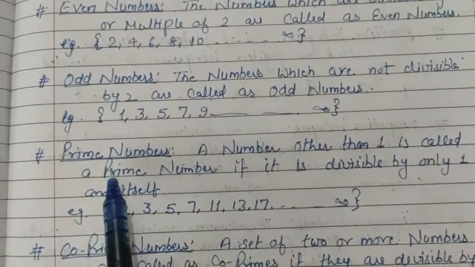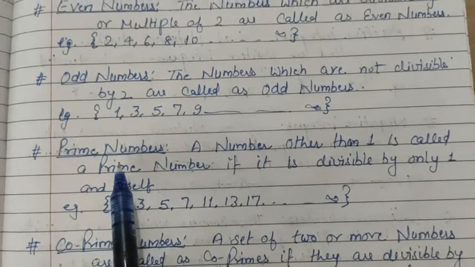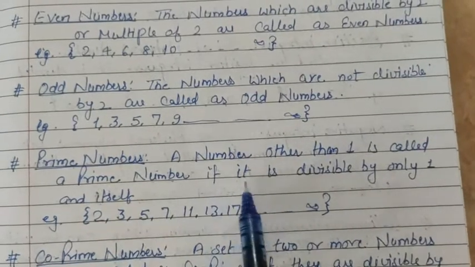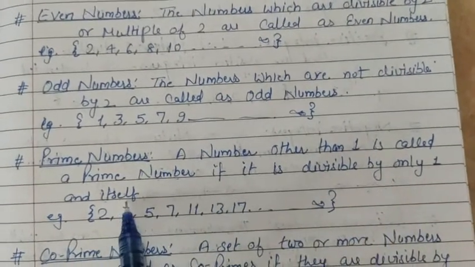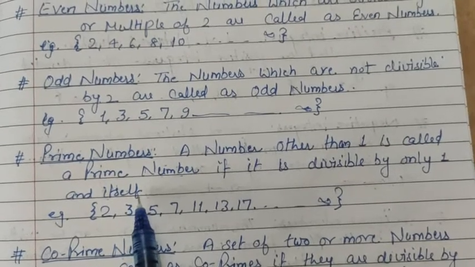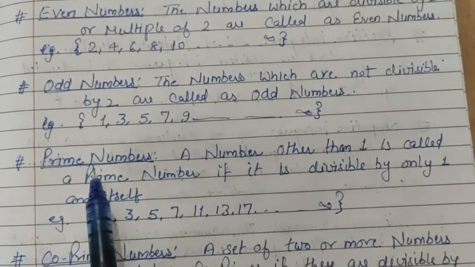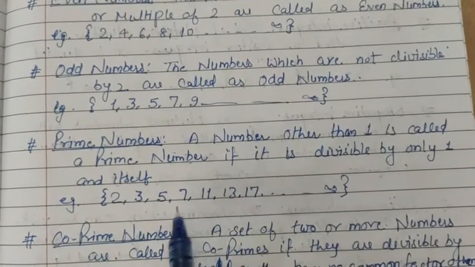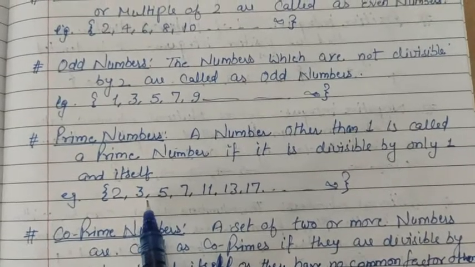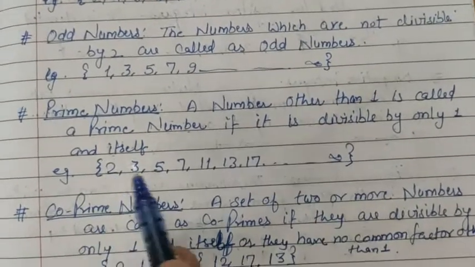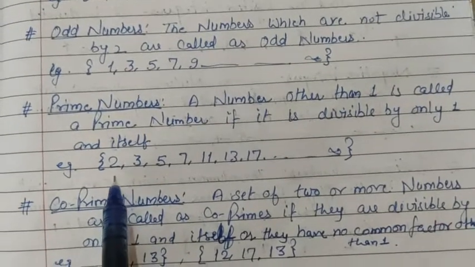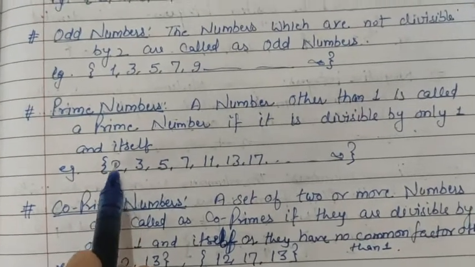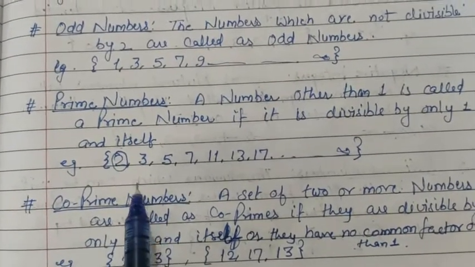This is important, you must know, and you have already studied this in your previous classes. Prime numbers. A number other than 1 is called a prime number if it is divisible by 1 and itself only. You can see 2, 3, 5, 7, 11, 13, 17, all the numbers are divisible by 1 and itself. So this is all about prime numbers, and you can see the smallest even prime number is 2, or we can say the only even prime number is 2.